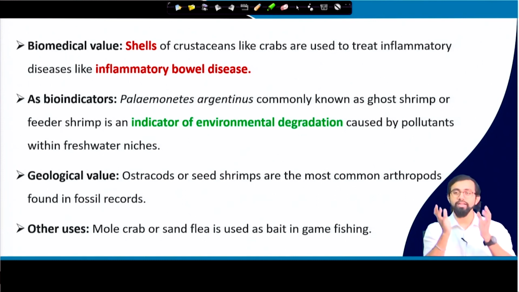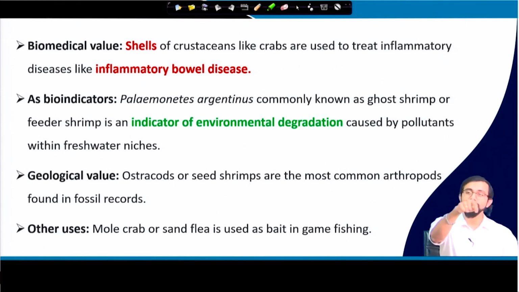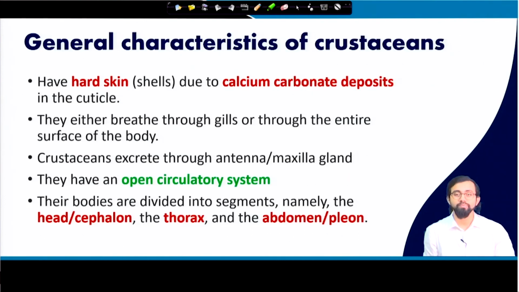So it's game fishing. It's a kind of recreational activity. It's there all over the world in different places. You will find this kind of culture. There, as bait, we use this sand flea or mole crab. These are the crustaceans that we normally use as bait to collect other fish species for game fishing, sports fishing as we also call it.